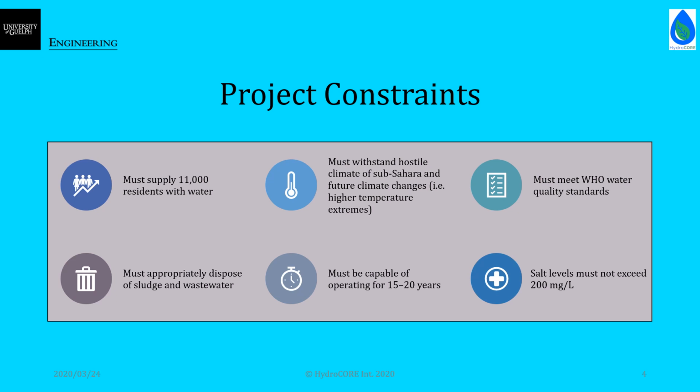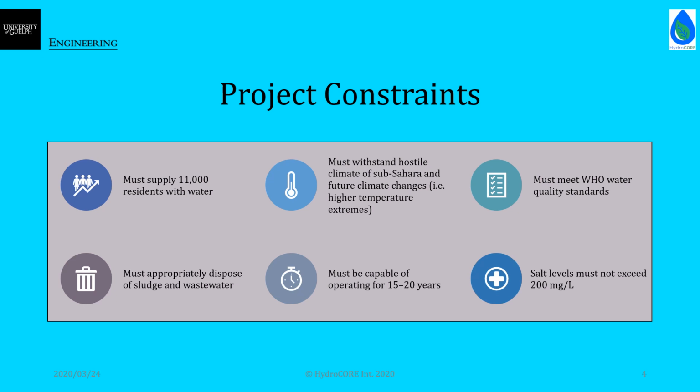The system must be able to supply 11,000 residents with clean, potable drinking water. It must be able to withstand the hostile climate of the Sub-Sahara and any future climate changes. The water must meet the World Health Organization's water quality standards. It must appropriately dispose of the sludge, brine, and waste. The system must be capable of operating for 15 to 20 years, and effluent salt concentrations must not exceed 200 milligrams per liter.